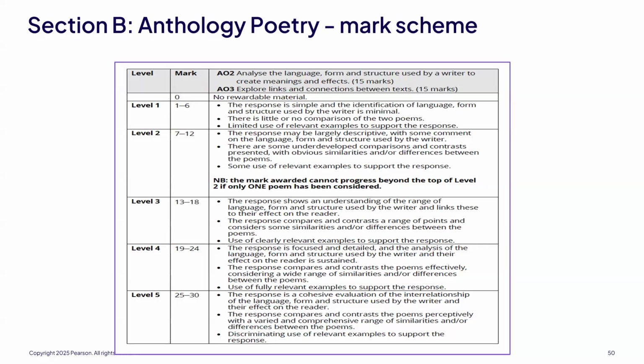We've seen that before. We've seen the AO2 before. We were bringing in the AO3. So, obviously we're making a holistic judgment in relation to these 5 levels of the mark scheme: how well they've argued, how well they've compared, how well they've looked at that language, form and structure to create meanings by these poets for the 2 anthology poems they're discussing.